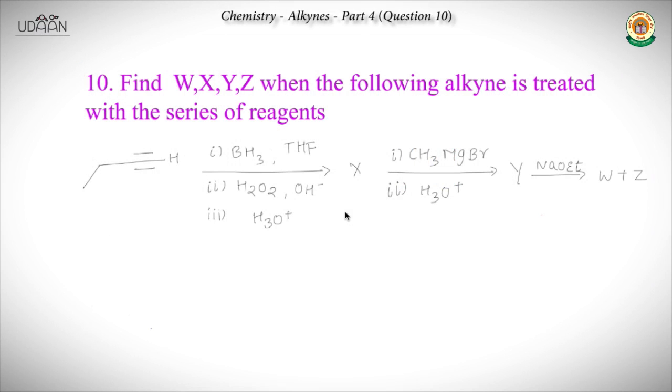So Gopi, let's try solving this question in which this alkyne is treated with this series of reagents, and we have to figure out what is X, Y, W and Z. The alkyne given to us is butyne, which is CH3, CH2, C triple bond CH. Now look at the first reagent given to us. This is BH3 in presence of THF.